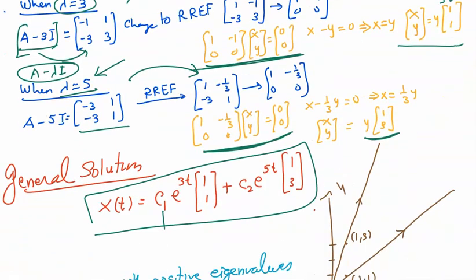And that's my solution now. C1 and C2 are constants. E to the power of the eigenvalues, these are lambda, and that's also lambda, times my eigenvectors. That's my solution of my differential equation.